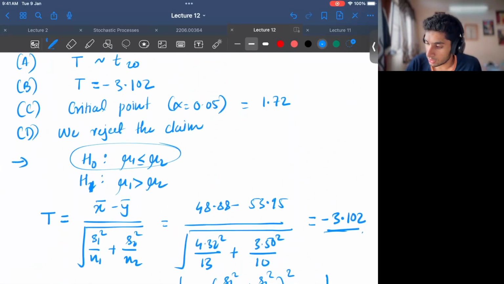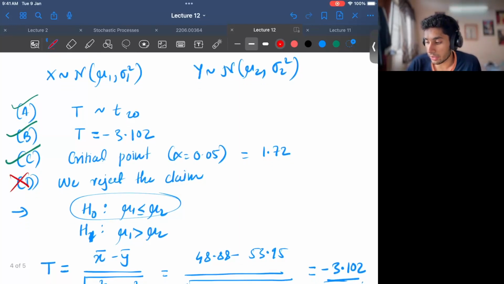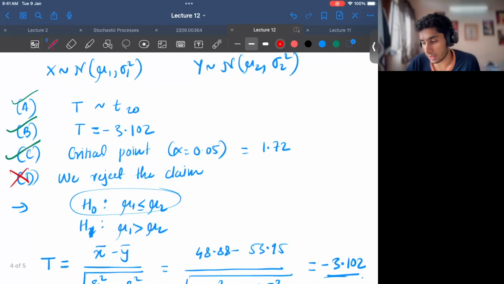So which of the statements are then true and which of these are false? T follows this T distribution. This is correct, we just saw. The test statistic is minus 3.102. That is also correct. The critical point is 1.72. That is also correct. However, the last statement is wrong. We reject the claim because the critical point is greater than 0. If the critical point is greater than 0 and the test statistic is less than the critical point, then we don't reject the null hypothesis, right?